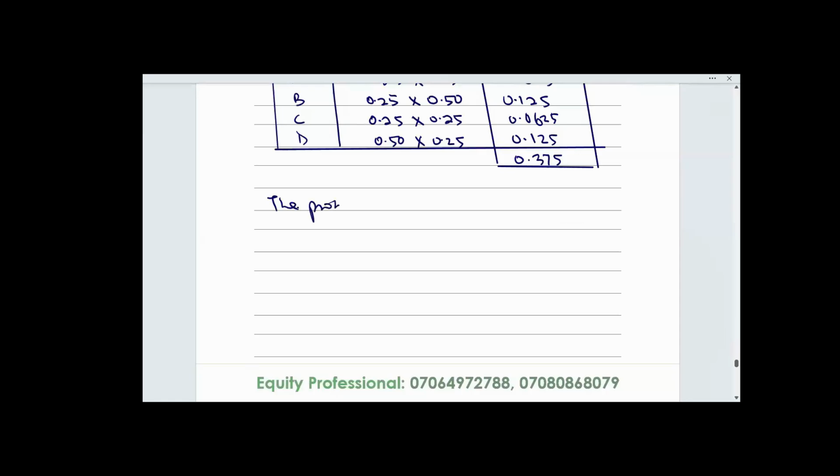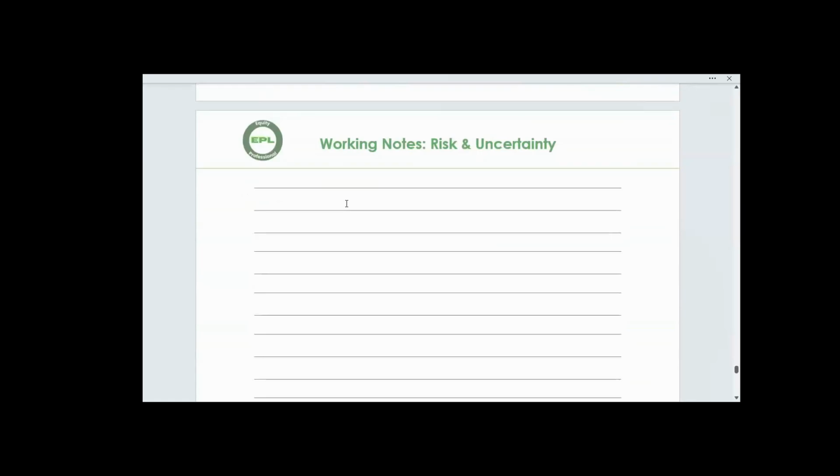So I would then say the probability that the net present value will be negative is 37.5%. That's the end of the question.